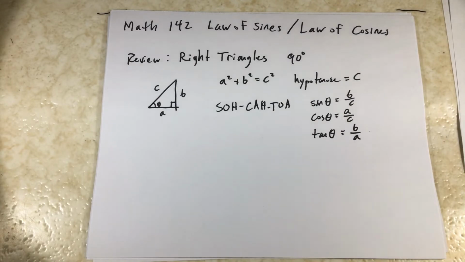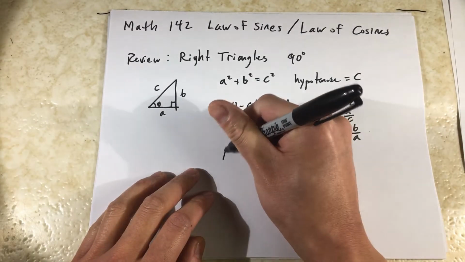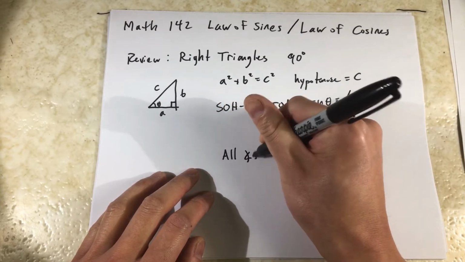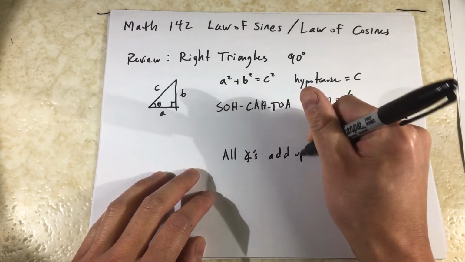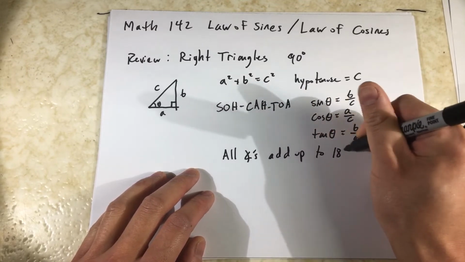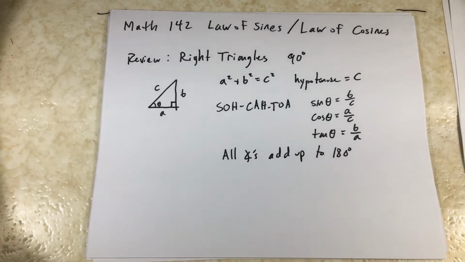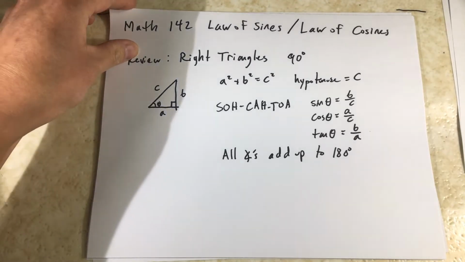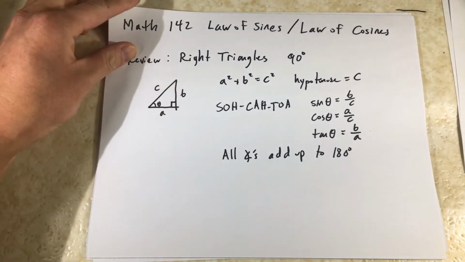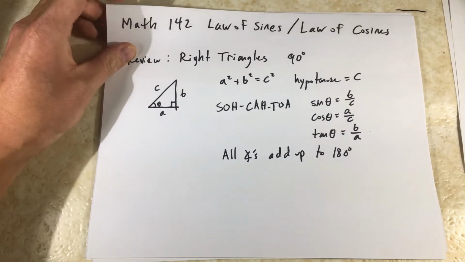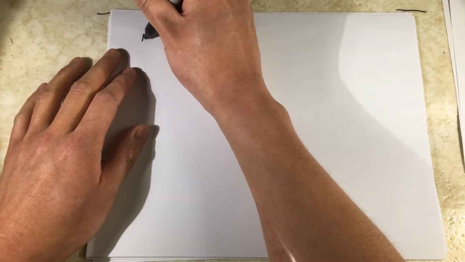Okay? We also know that all angles add up to 180 degrees. All right. So that's all the stuff that we've done before. But now what we're going to do is study non-right triangles. And it turns out that when you have non-right triangles, some of the rules are different.